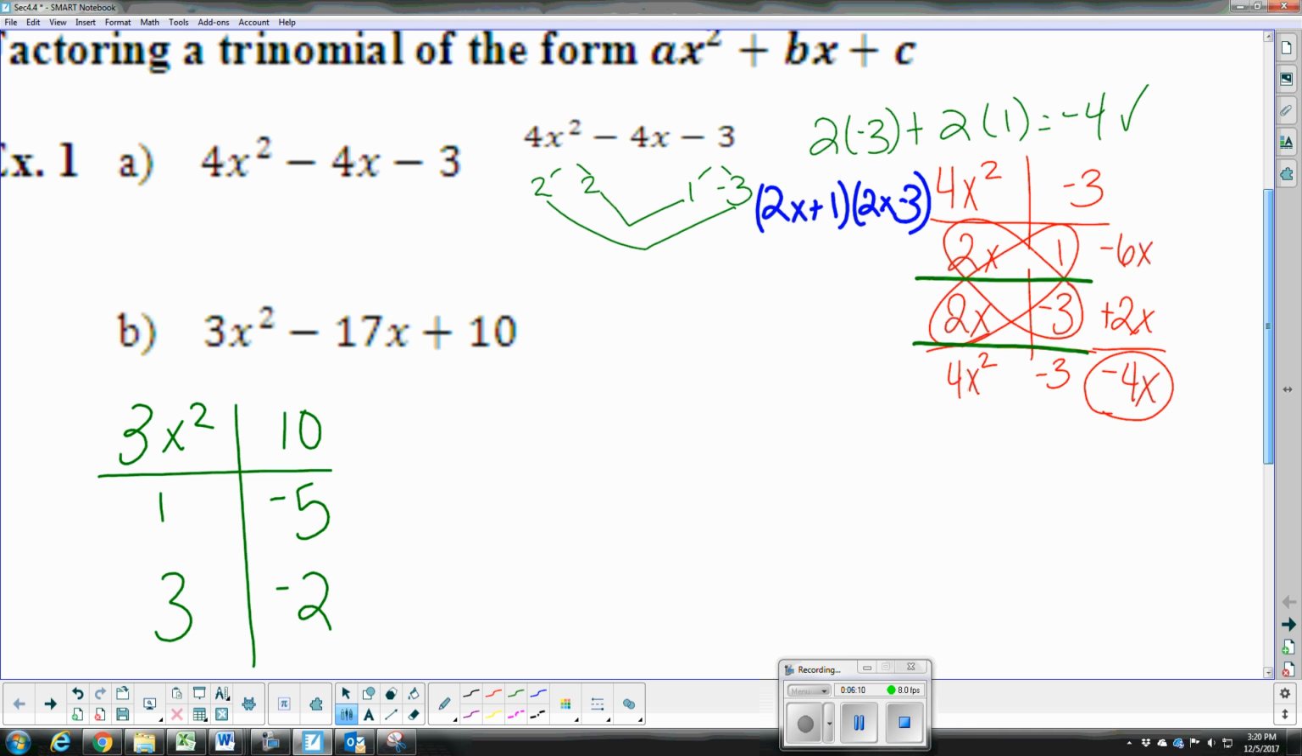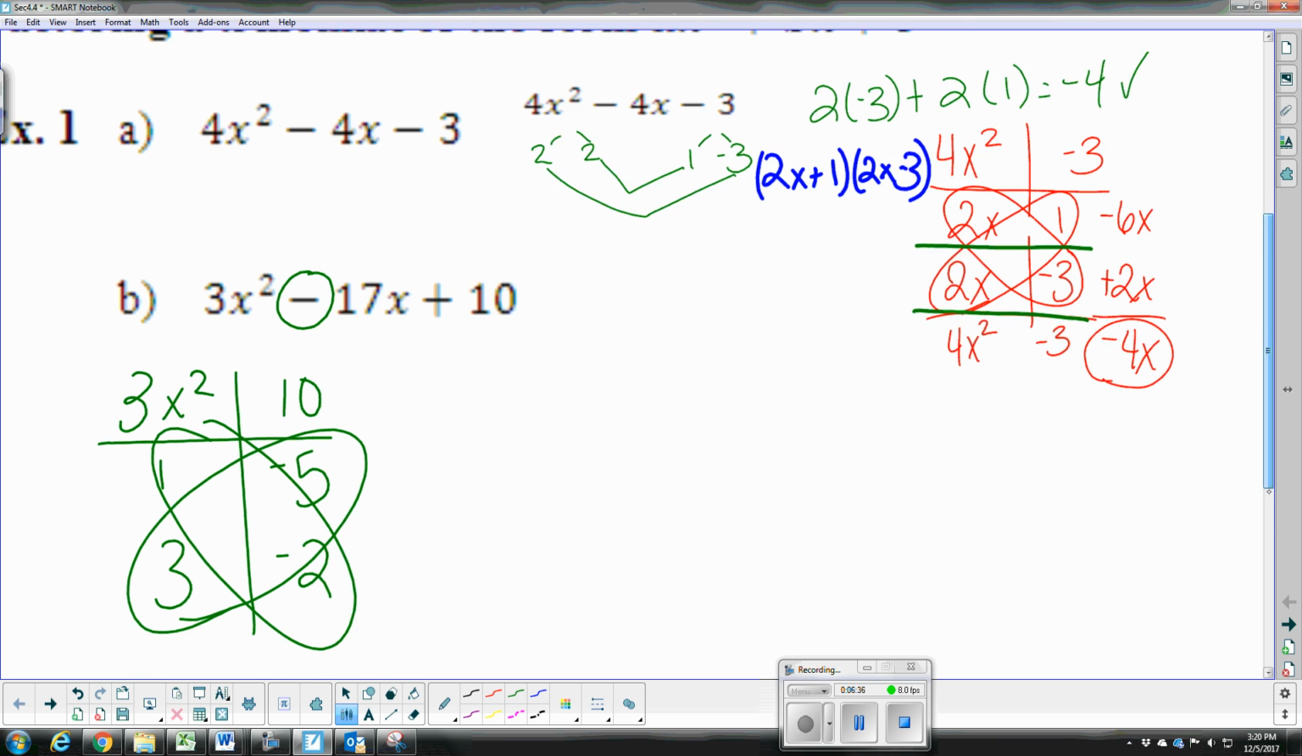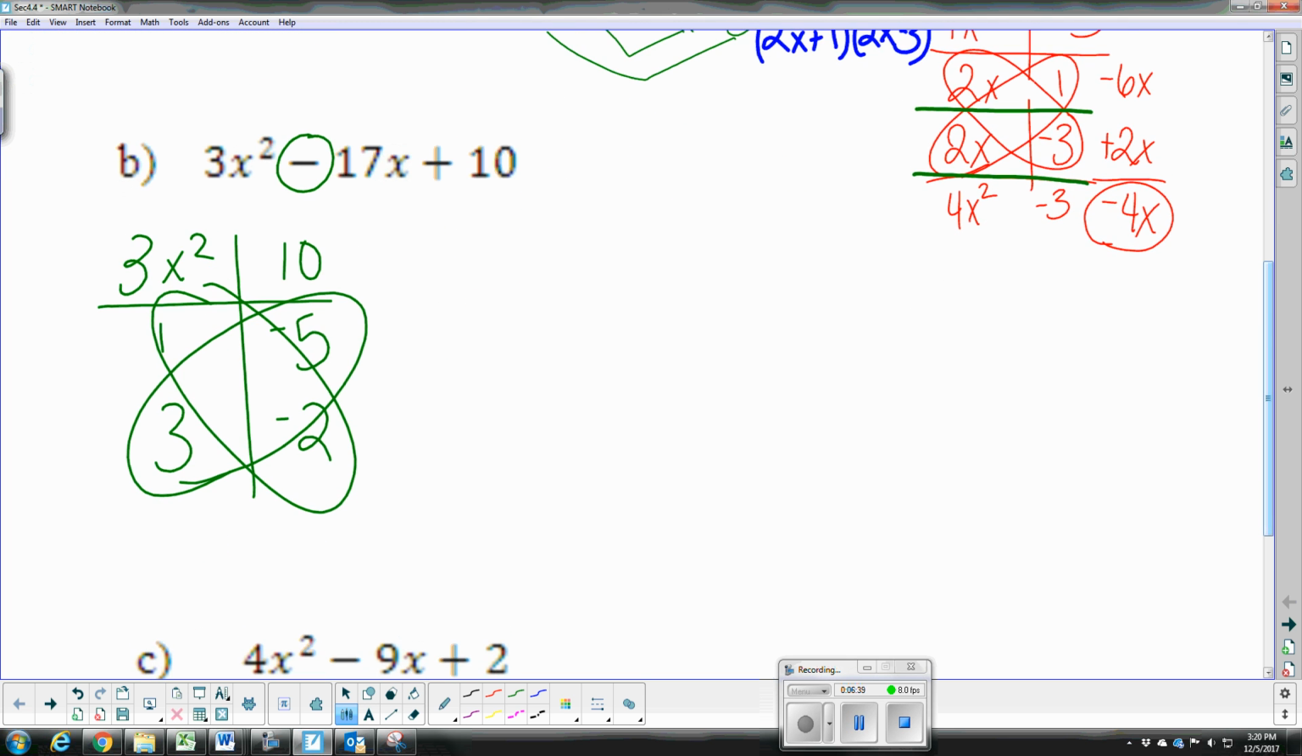Now, the reason I chose two negative numbers for my 10 is because they have to add up to a negative number. So if they're going to add up to a negative number, I can't have two positive numbers added together because that will never equal a negative number. So I'm going to try it this way. And again, my goal is to get the product of these two numbers plus the product of those two numbers to add up to negative 17. So let's first make sure that I have my factors right. So 1x times 3x is 3x squared.